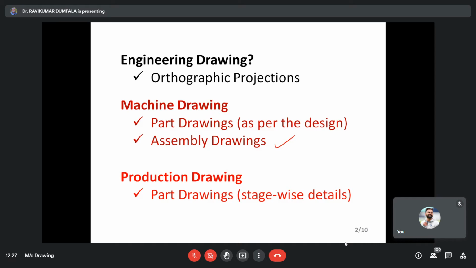What type of tolerances are required at that stage? What type of finish is required on the surface, as your friend mentioned? See, at the initial stages, we don't bother about the finish. Whatever is produced as casting, as rough turning, that is fine. As drilled, it is fine.